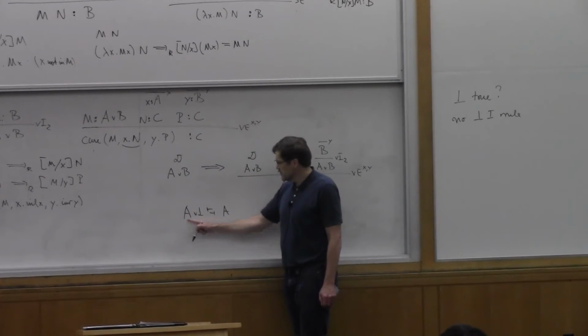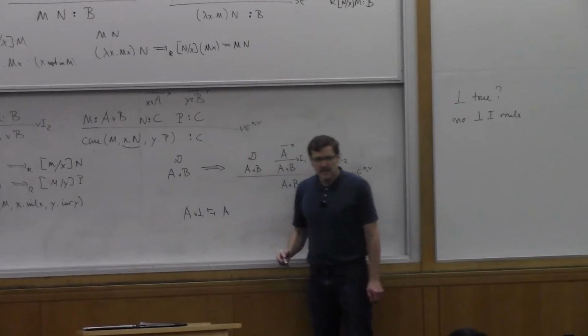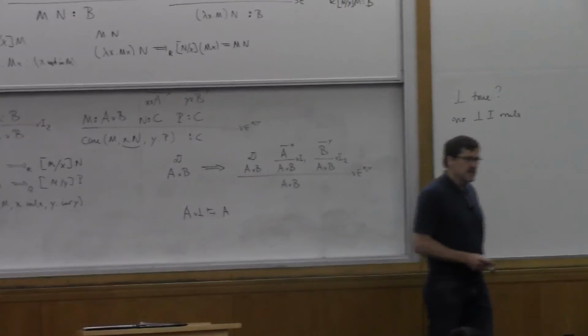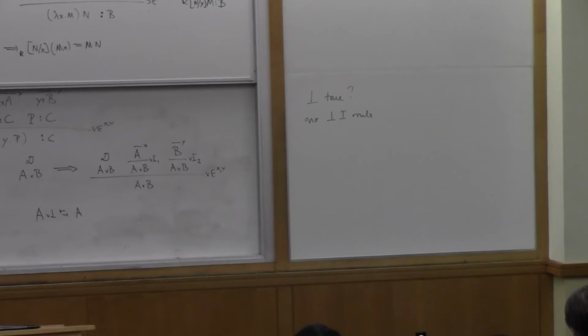Well, false could never be true, so it has to be A, right? So that's what this basically says. So you can think of falsehood as being a disjunction with 0 branches, 0 possibilities, where the ordinary disjunction has 2, right? Does that make sense? It's like a disjunction, but no alternatives, 0 alternatives.